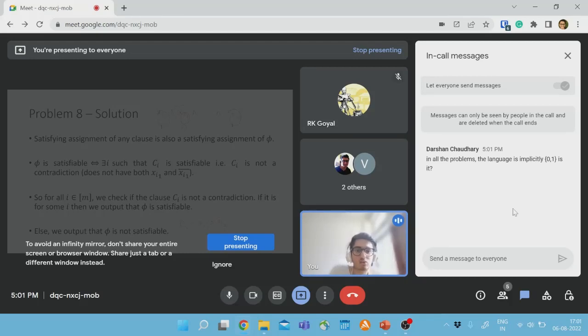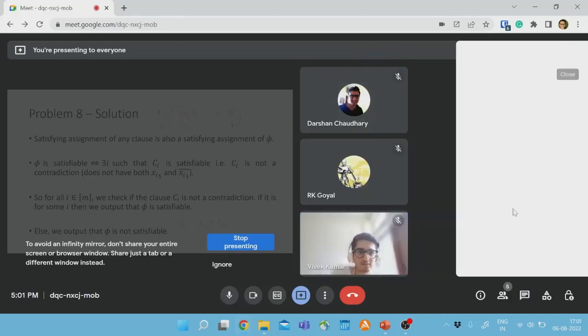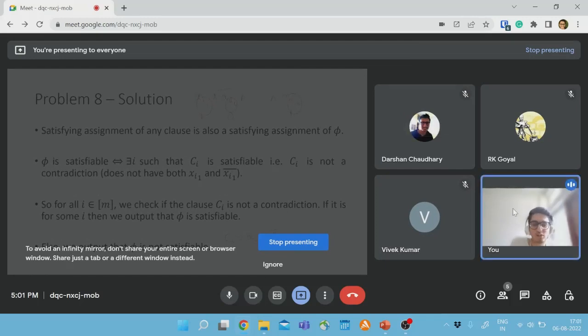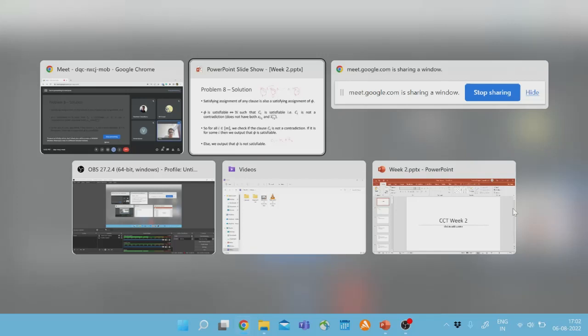Darshan, in all the problems, the language is implicit. The alphabet set is implicitly 0, comma 1. Is that what you are asking? Language being 0, comma 1 does not make sense, right? So the alphabet is 0, 1. We can assume that without loss of generality, because using 0, comma 1 you can encode everything efficiently.